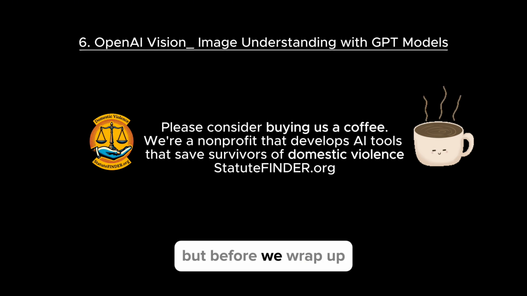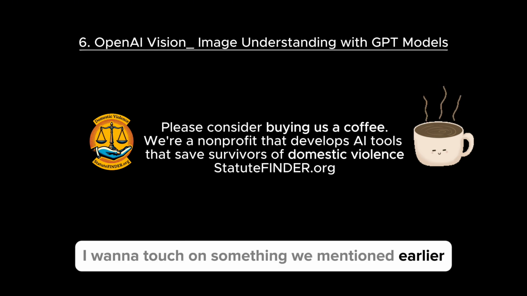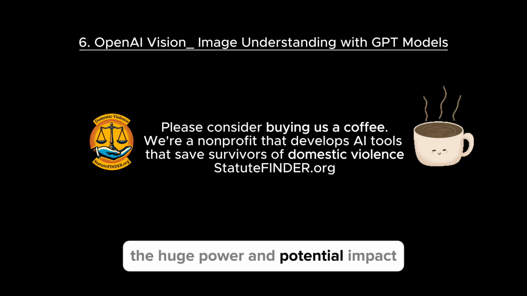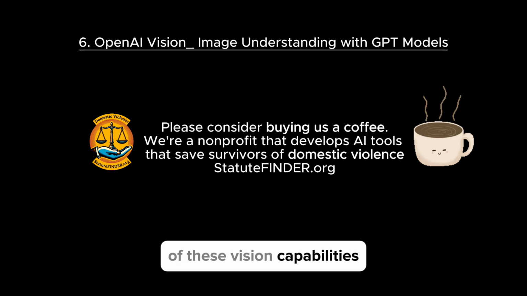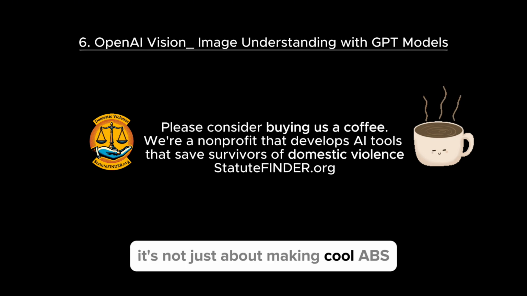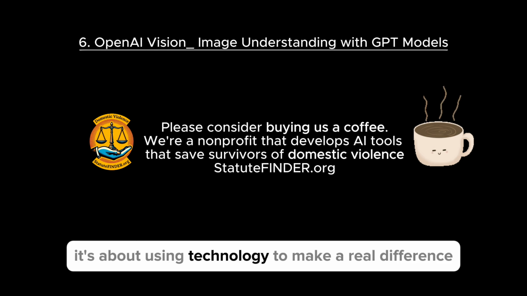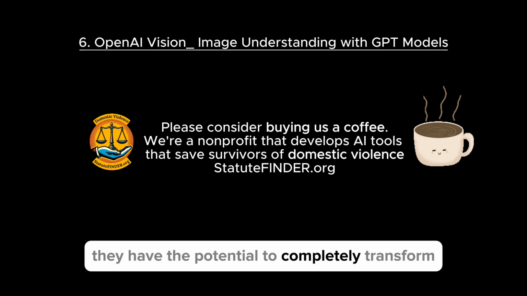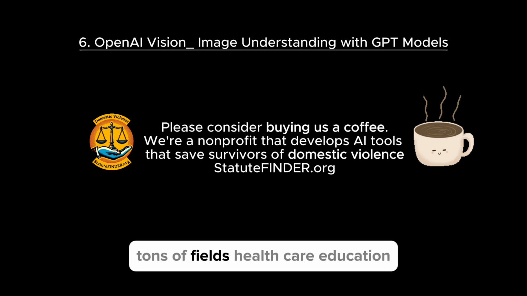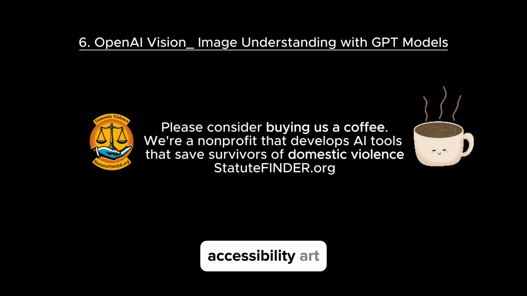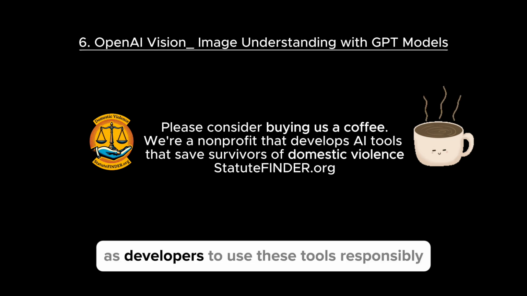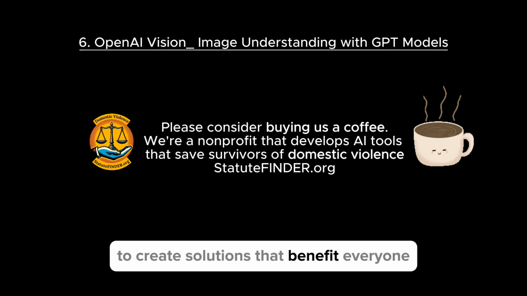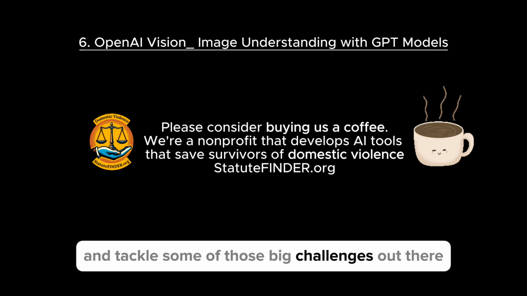Yeah. But before we wrap up, I want to touch on something we mentioned earlier. The huge power and potential impact of these vision capabilities. It's not just about making cool apps, it's about using technology to make a real difference. You're absolutely right. OpenAI's vision capabilities have the potential to completely transform tons of fields: healthcare, education, accessibility, art. And it's up to us as developers to use these tools responsibly and ethically to create solutions that benefit everyone and tackle some of those big challenges out there.